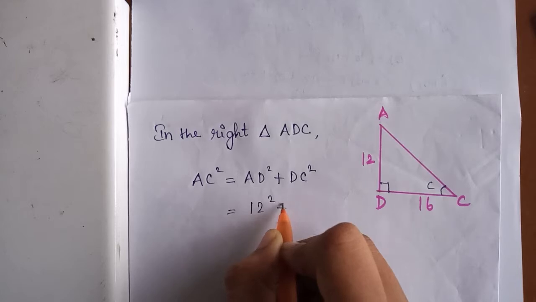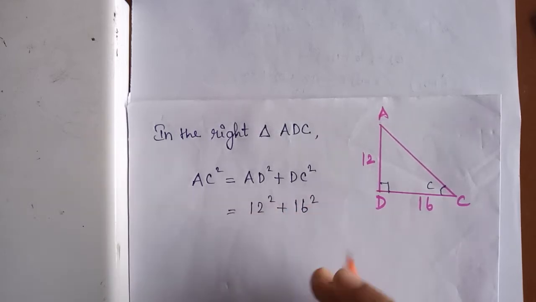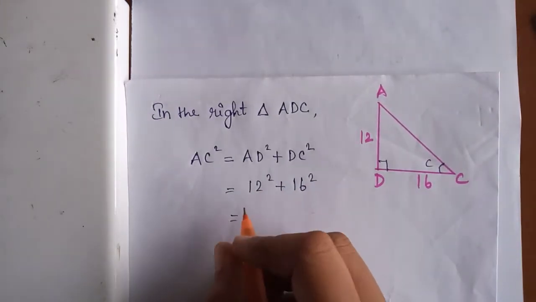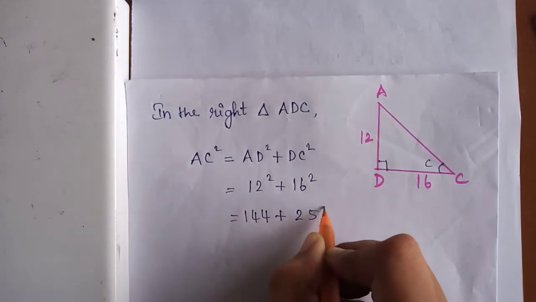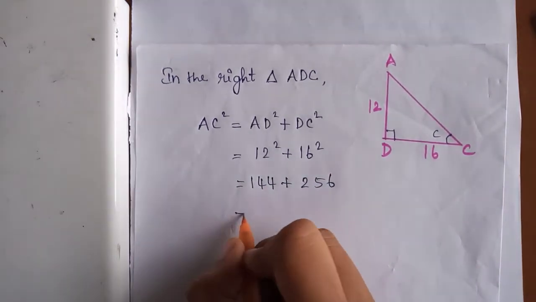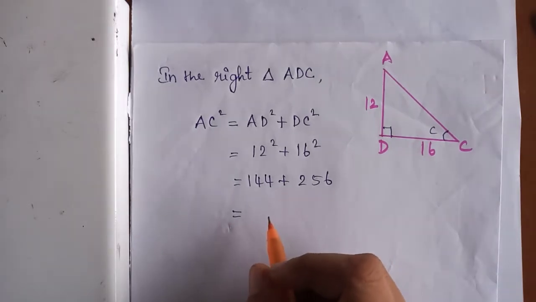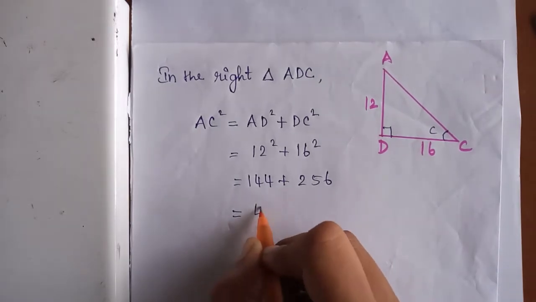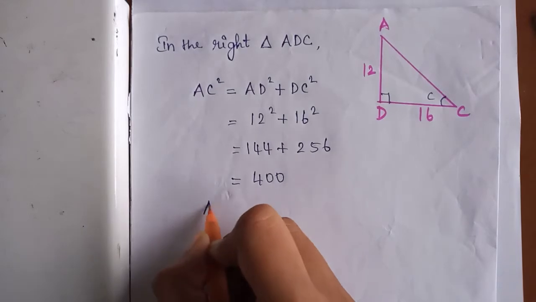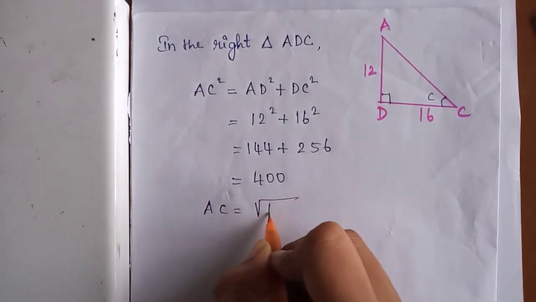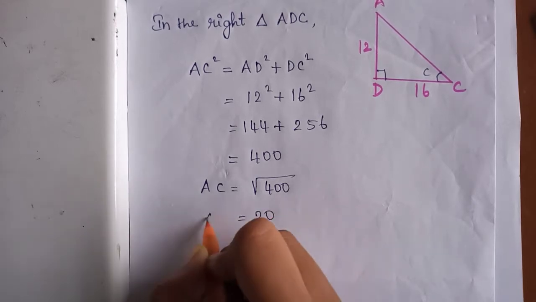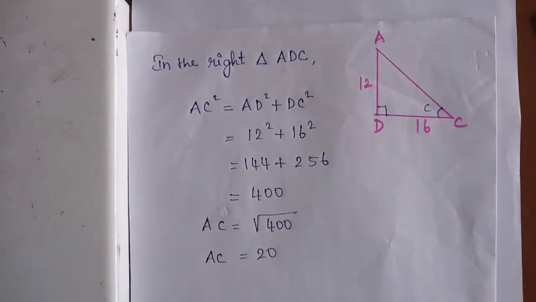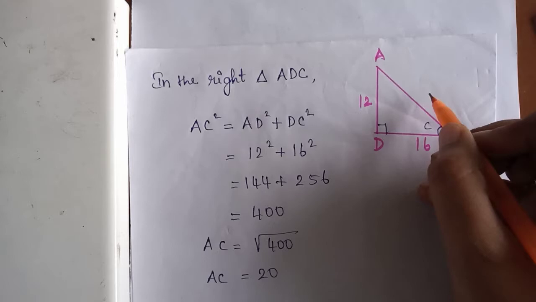So 12 square plus DC is 16 square, which is equal to 12 square is 144 plus 16 square is 256, which is equal to 144 plus 256 is 400. Therefore, AC is equal to root of 400. The value of AC is 20. So now we have found the value of AC. So this is 20.